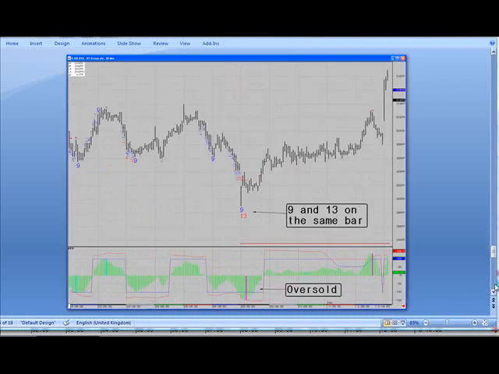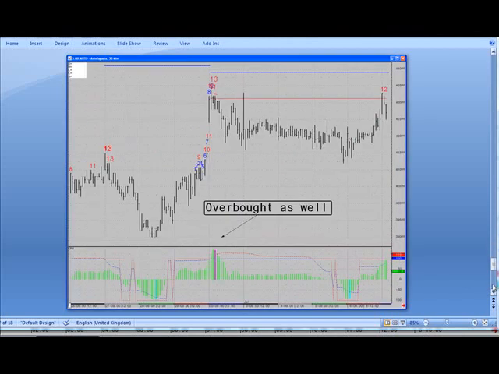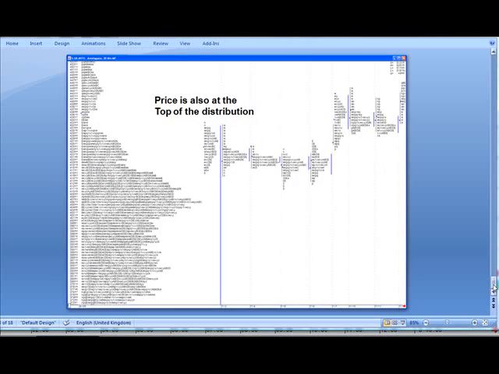The other thing that can happen with combo, because they are overlaid on each other, is the 9 and the 13 can appear on the same bar, and if that happens and we happen to be oversold or overbought, again I have more confidence that the signal is going to work. And here's just another example where the 9 and the 13 are on the same bar and we're overbought as well. And this can then be connected to ideas of support and resistance.